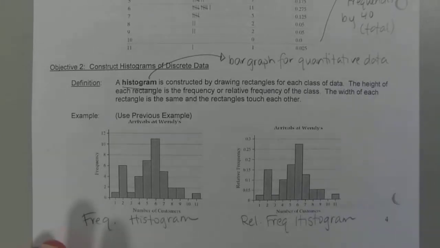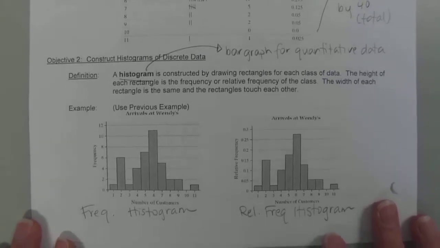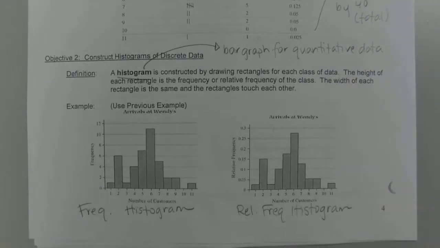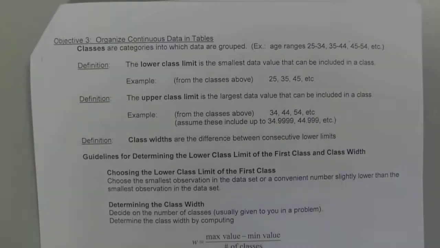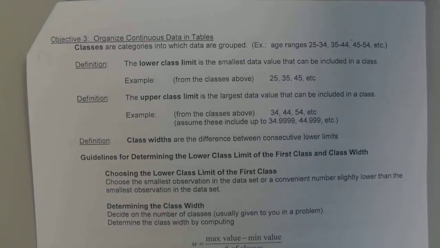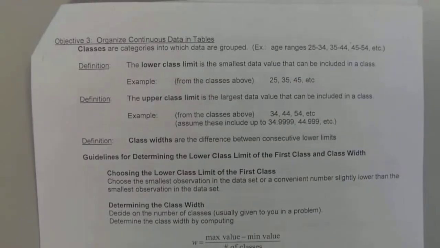That would be really ugly and tedious and annoying, right? So what we have is with quantitative data, a lot of the times you have to group it, okay? You have to chunk it together to make it not take up a whole page. And that's what we're doing on the top of page 5, okay? So we're organizing continuous data into tables.